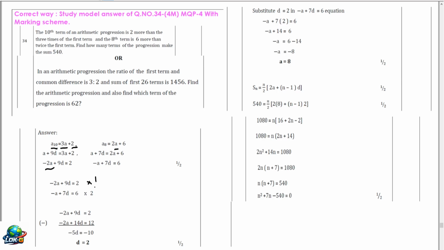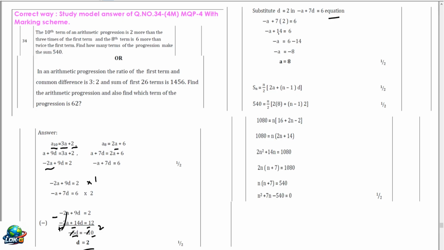Multiply the first equation by 1, the second equation by 2. You will get minus 2a plus 9d is equal to 2, and minus 2a plus 14d is equal to 12. Both of them have the same sign, therefore you have to change the sign here. Minus into minus becomes plus. You will get 9 minus 14d is minus 5d, 2 minus 12 is minus 10, so d will be equal to 2. Substitute d is equal to 2 in the equation minus a plus 7d is equal to 6.